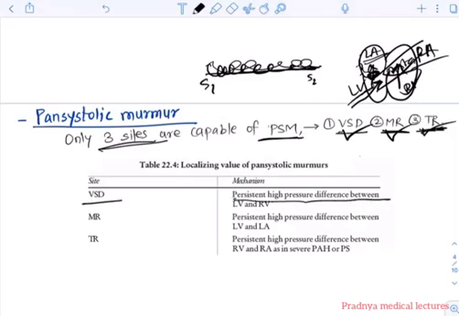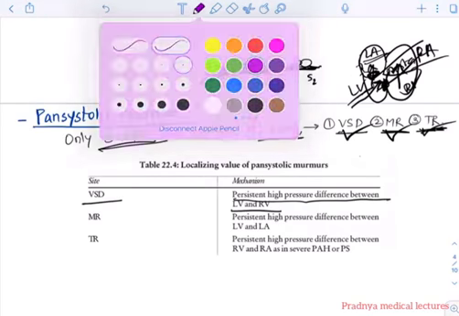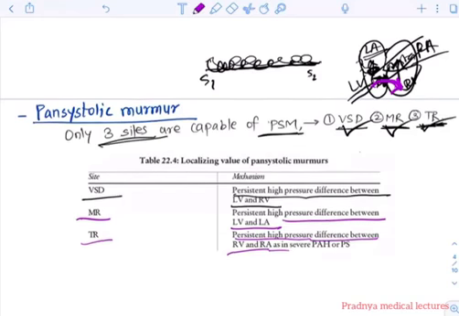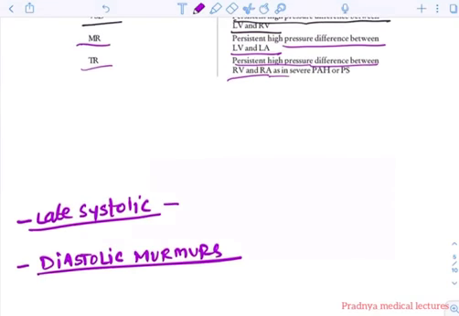As I told you, in VSD there is a persistent high pressure difference between the left ventricle and right ventricle. If we consider VSD, the blood will flow from LV into RV, and because of this blood flow during systole, a turbulence is produced which will lead to murmur. Then MR, persistent high pressure difference between LV and LA, and TR, persistent high pressure difference between right ventricle and right atrium, as we know. So these are the basic causes of pansystolic murmur.